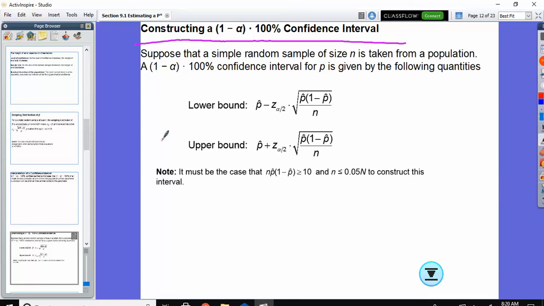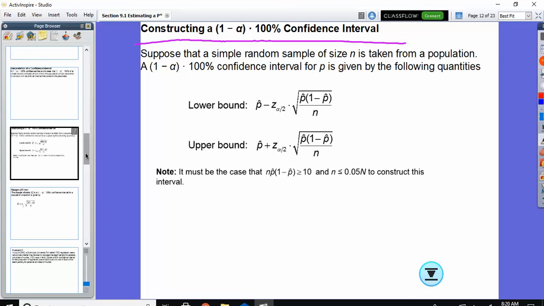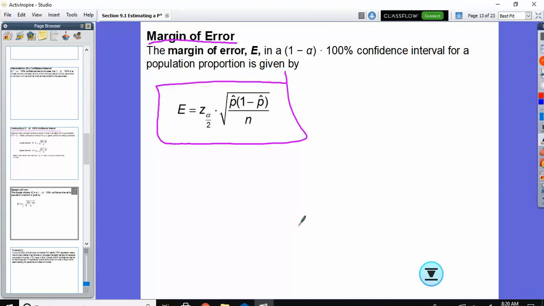We still have to have the same requirements for our p hat. So the n times p times 1 minus p has to be bigger than 10. The n has to be less than 5% of the whole population. So all the stuff from 8.2 is still true, we're just adding to it. The thing that you're adding or subtracting is sometimes referred to as your margin of error, so you might want to jot that down. Margin of error is the thing you're adding or subtracting to your proportion.